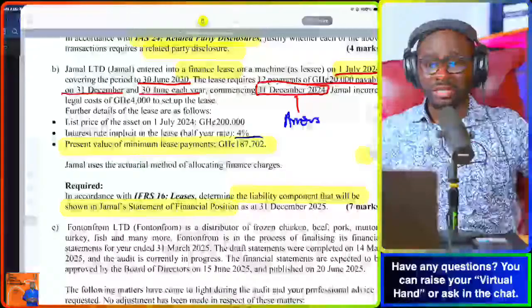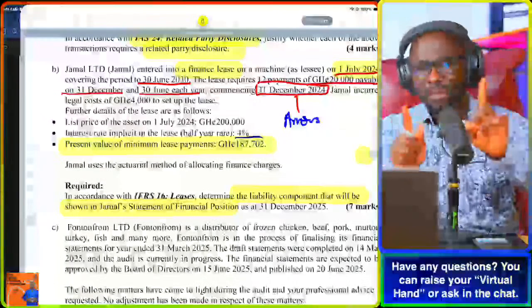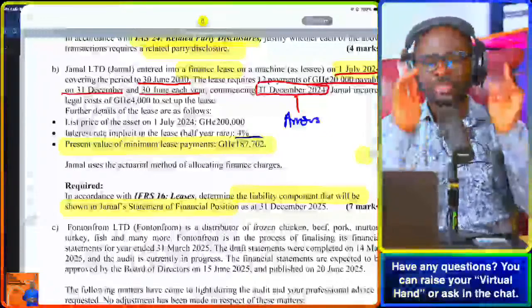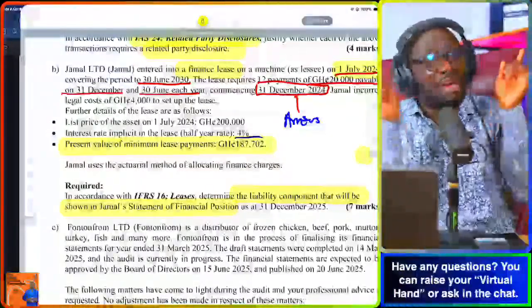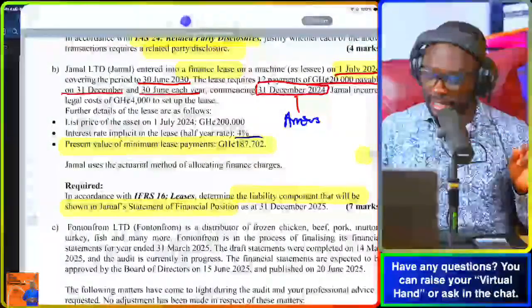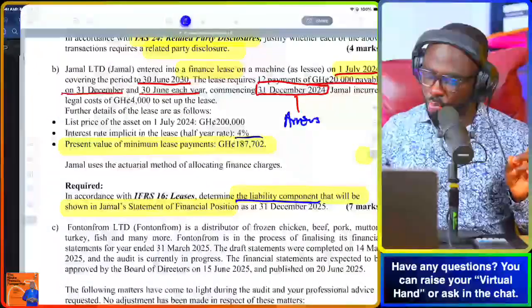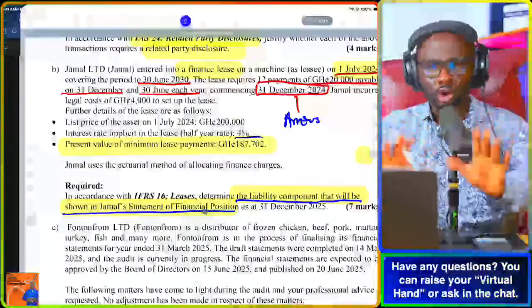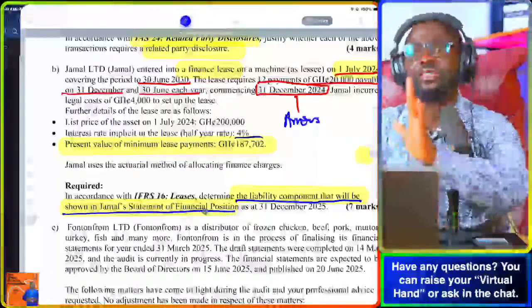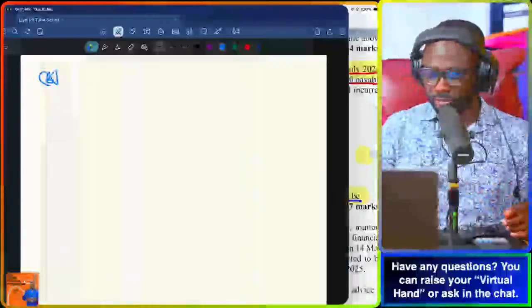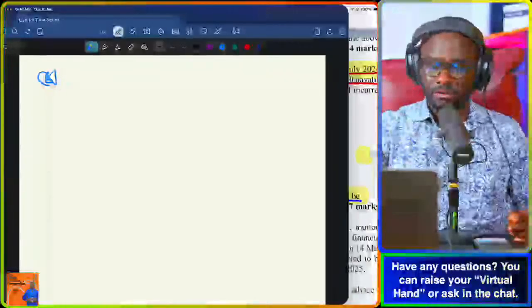Okay, that's it. We're done. Remember again, the question didn't say determine how Jamal will account for the above transaction. The examiner only said determine the liability component that will be shown in Jamal's statement of financial position. So all we are doing is the liability component. So let's look at it.